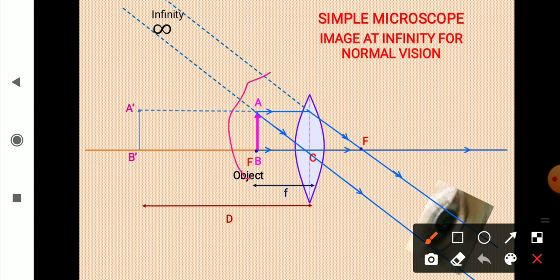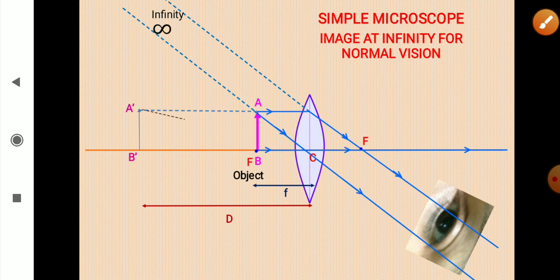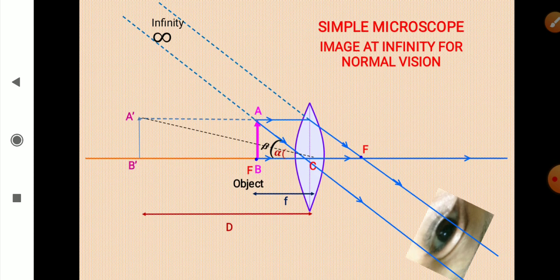See, the object is AB, and for magnification, I have to take a height equal to the size of the object at the least distance of distinct vision. इससे पास हमारी आँख को कुछ भी नहीं दिखता है. And the final image is at infinity, right? So look at it. The angle subtended by the object size at D is alpha, और image तो infinity पर है, तो infinity वाला angle beta.